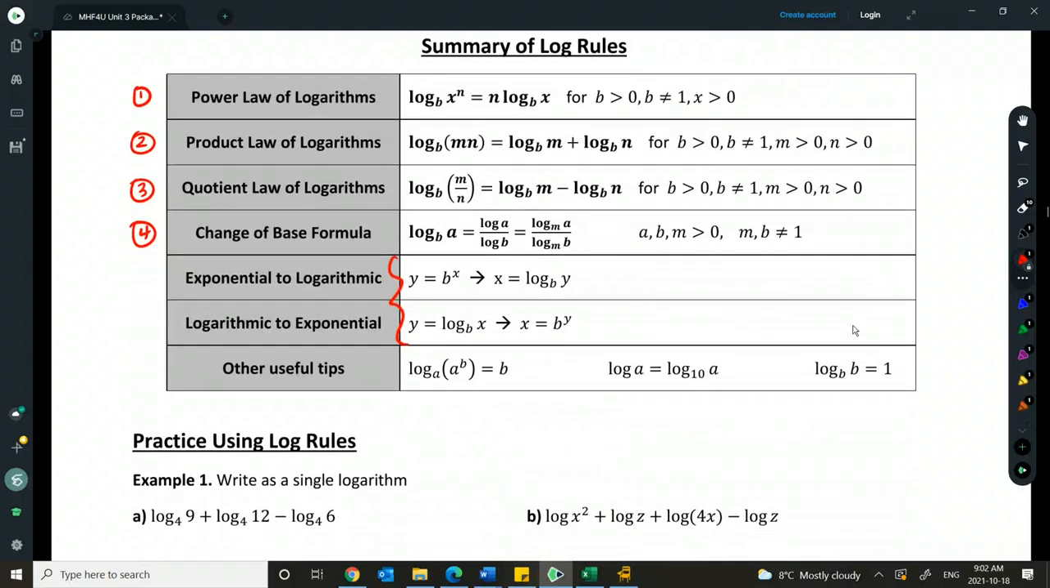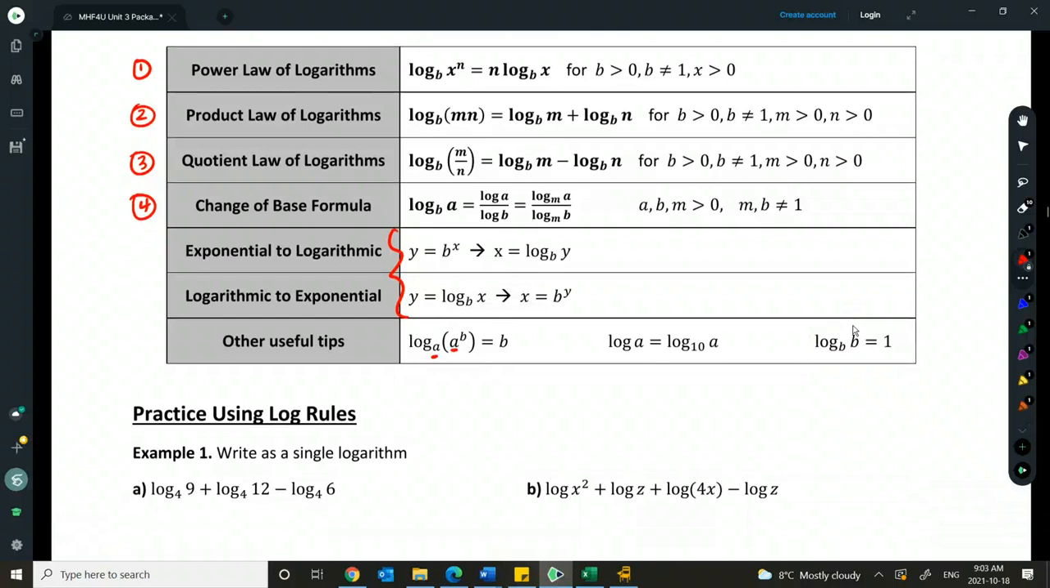And then other useful tips, we used this when we were evaluating logarithms, which is if I can create two of the same bases here, the answer is simply the exponent. The other thing that we know is that if I don't state a base, then the base is understood as 10. So that's one other thing that we learned. And log base b of b is 1. I don't think I've formally introduced this rule, but if I have any base, any logarithm to the base of itself, then that must be equal to 1.